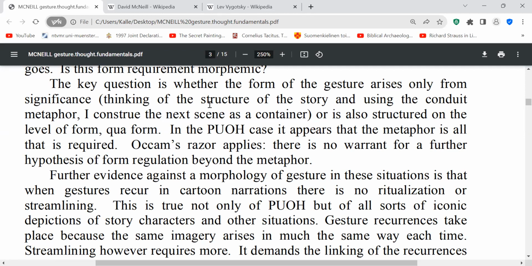The key question is whether the form of the gesture arises only from significance, thinking of the structure of the story and using the conduit metaphor, so that I construe the next scene as a container, or is also structured on the level of form, qua form.